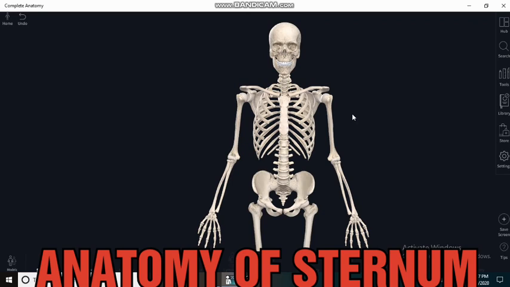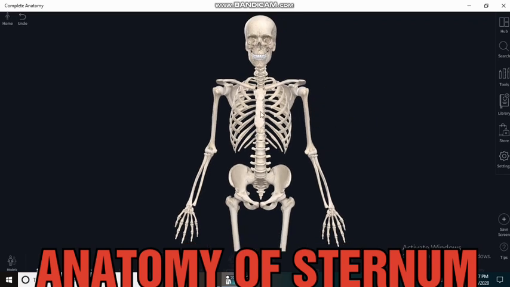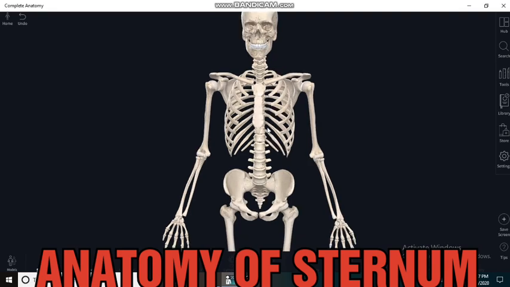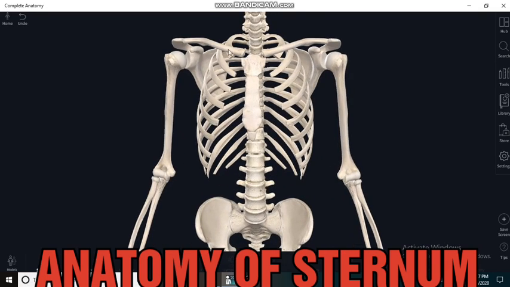Sternum bone is also known as breastbone. It lies in the anterior aspect of the chest, in the middle of the chest. Here, this is the sternum bone.